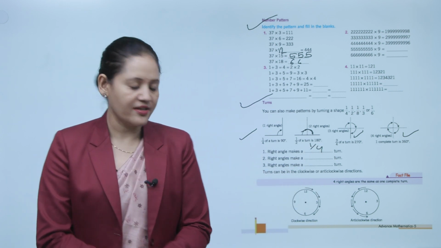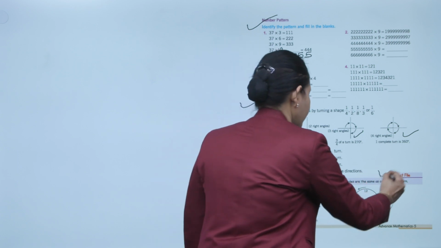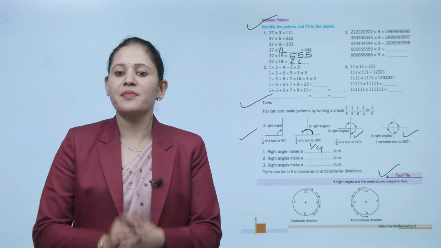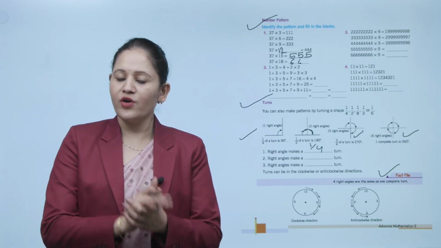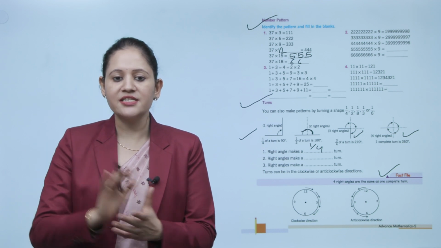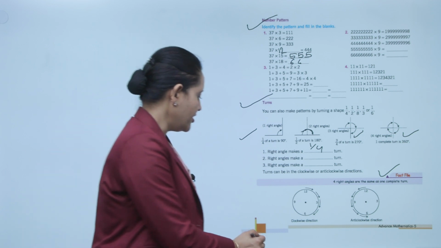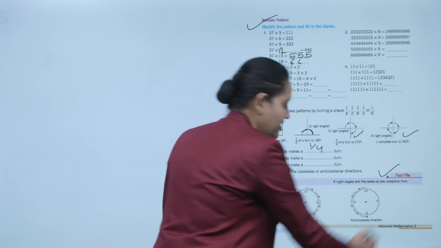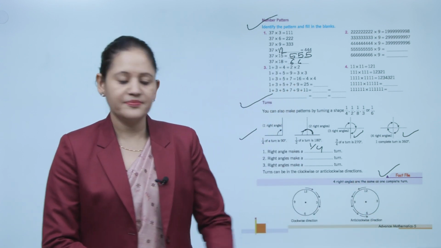Next is fact file. 4 right angles are the same as 1 complete turn. 4 right angles equal 360 degrees. That is 1 complete turn. So here the rotation is in the clockwise direction and this is anti-clockwise direction. Clear?